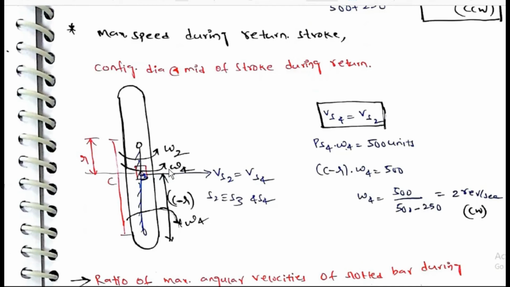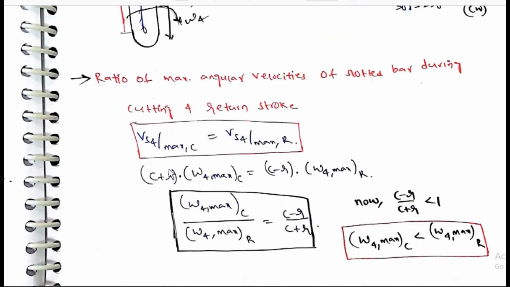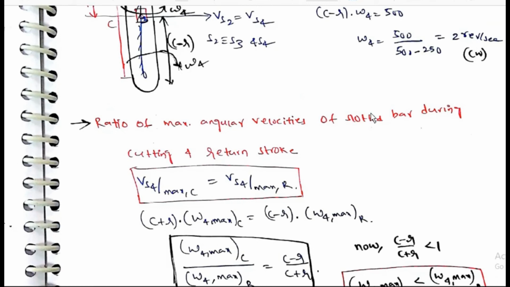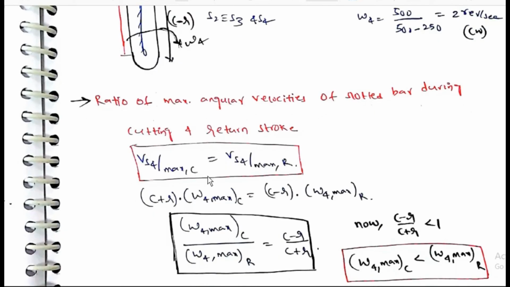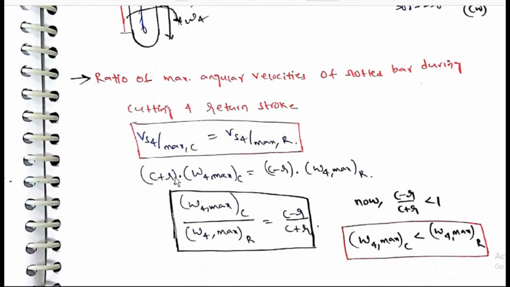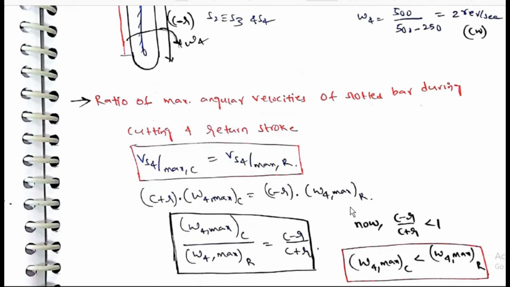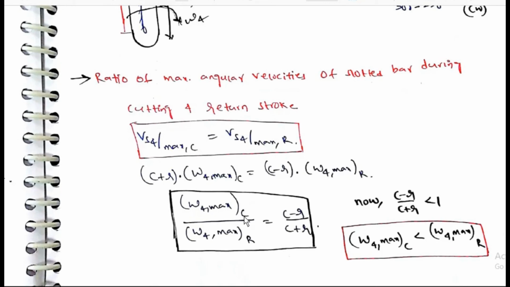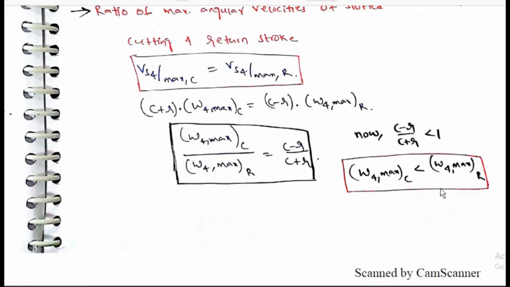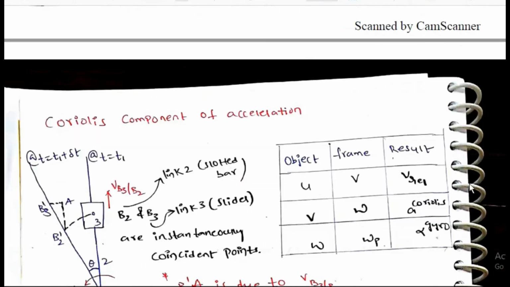Maximum speed during return stroke. Ratio of maximum angular velocities of slotted bar during cutting and return stroke. V slider for max cutting is equal to V slider for max return. C plus R into omega 4 max cutting is equal to C minus R into omega 4 max return. Omega 4 max cutting by omega 4 max return is equal to C minus R by C plus R, which is less than 1. So omega 4 max in cutting is less than omega 4 max in return.